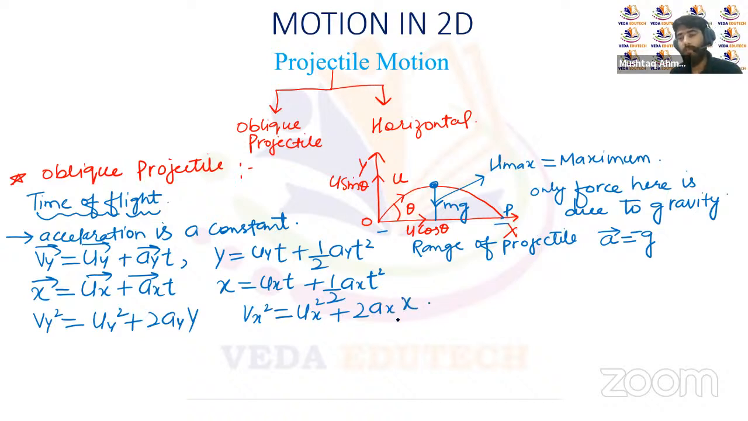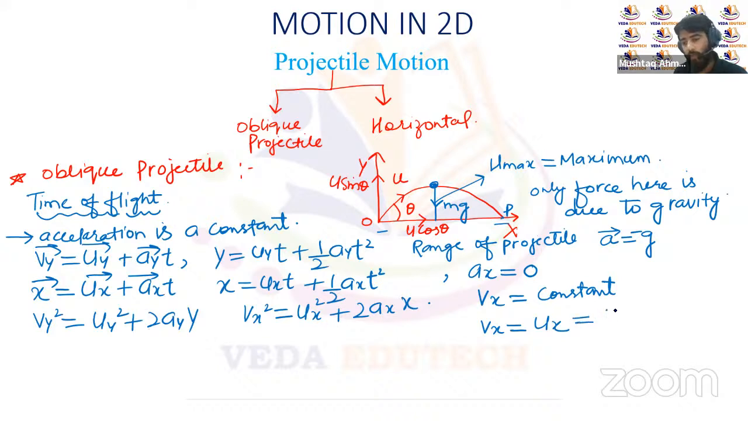So Vx is the horizontal component of the velocity at any time t, and Vy is the vertical component of the velocity at any time t. One of the important points here is there is no component of acceleration along the x direction. It means that Ax is 0. If Ax is 0, it means that Vx should be a constant. It means that the horizontal component of the velocity will always be equal to the initial horizontal component of the velocity, that will be equal to u cos theta.